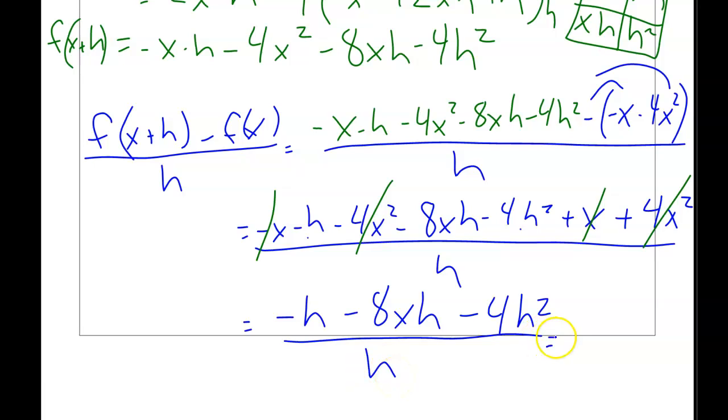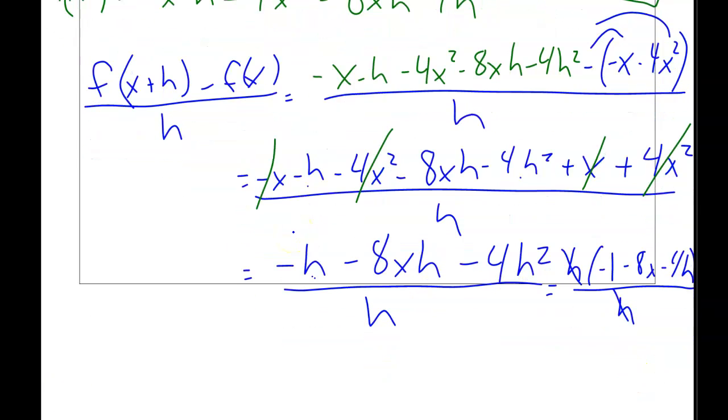And then I can factor out an h and cancel it out. So I'm pulling an h out. I'm left with negative 1 as my first term. Negative h divided by h is negative 1. Minus 8x minus 4h, all over h, and then those h's cancel. And my final result is something way nicer than what I started with, right? So negative 1 minus 8x minus 4h. And that's my simplified difference quotient.